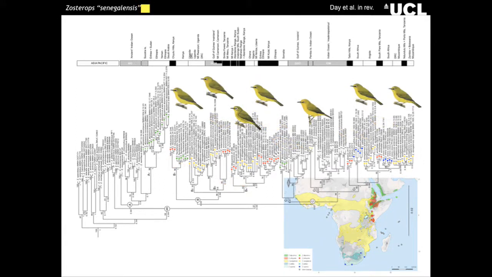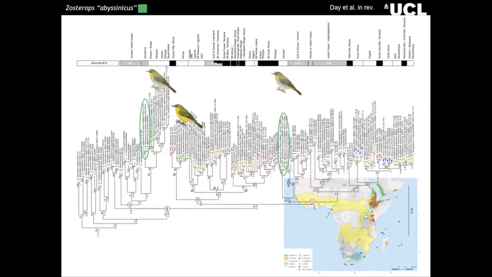Okay, here's Senegalensis. This I think is the most difficult one to work on. Clearly there's lots going on there, and it would seem that quite a lot of the subspecies should possibly be elevated to real species. So that's something I'll come on to.